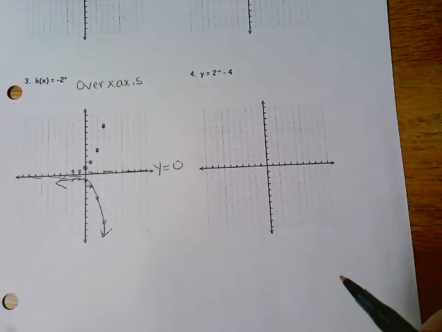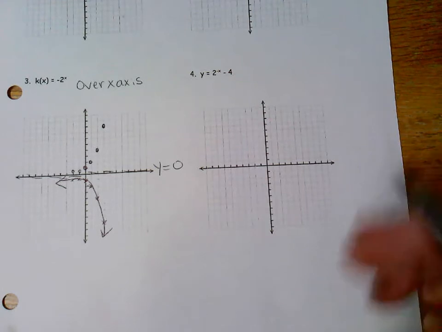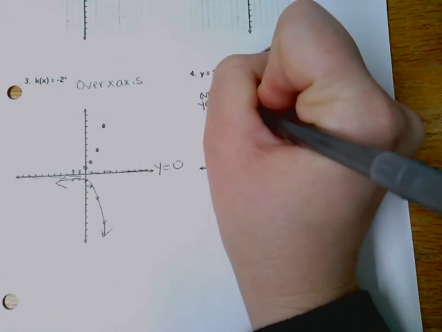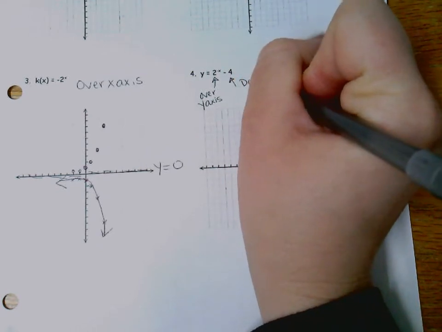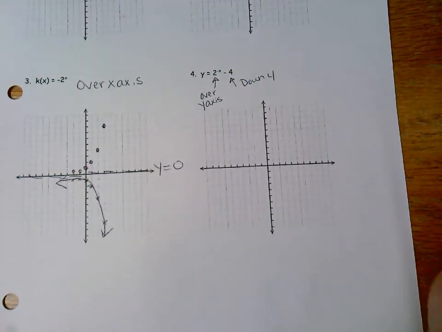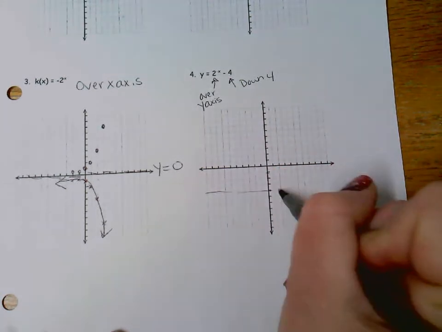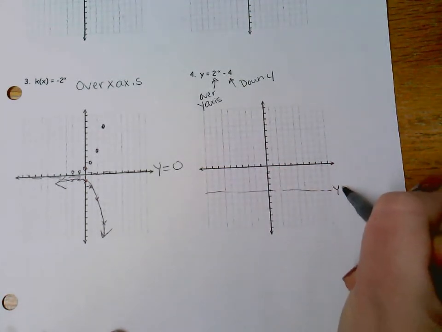In my last function, I have a double transformation. So this is going to flip over the y-axis and shift everything down 4. So I'm actually going to move my 1, 2, 3, 4. My asymptote will move down to y equals -4.